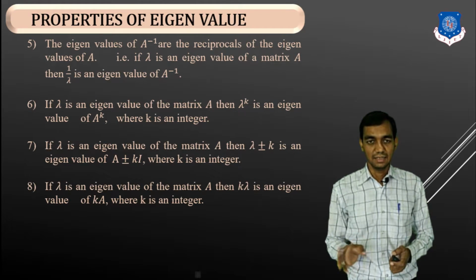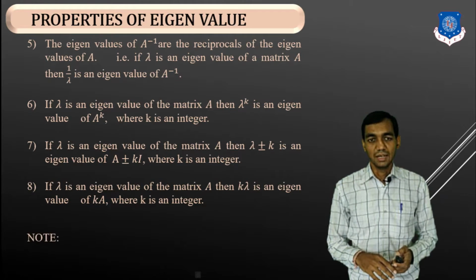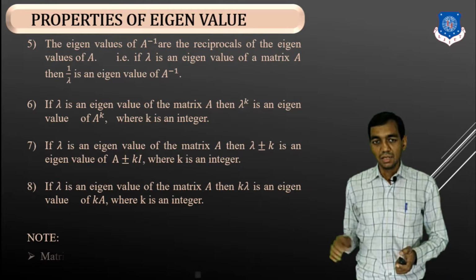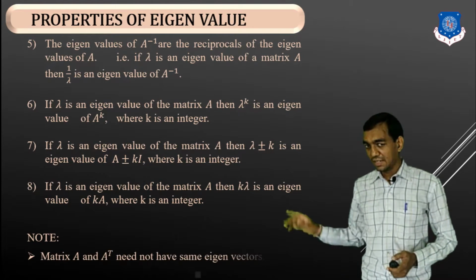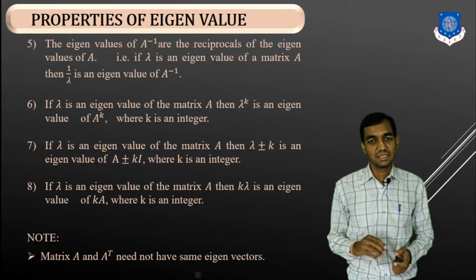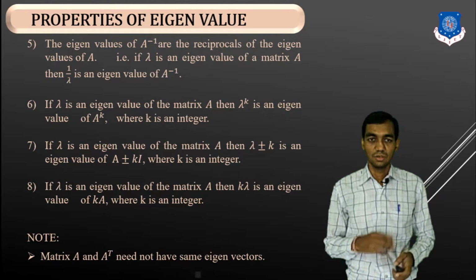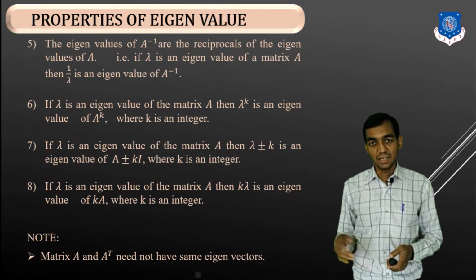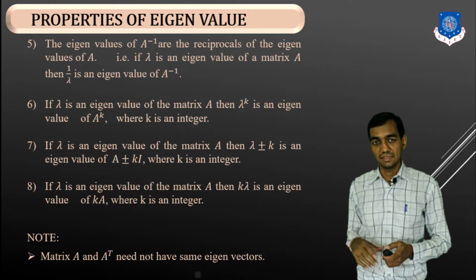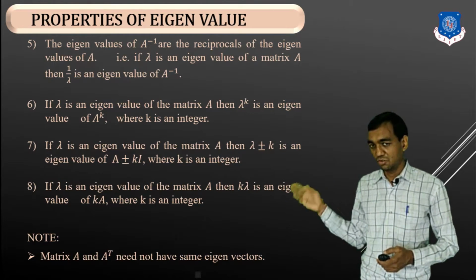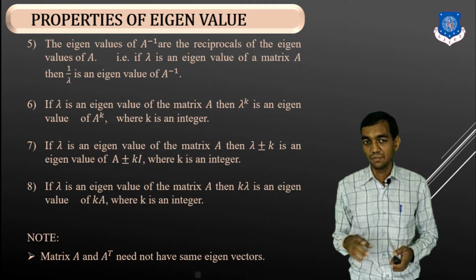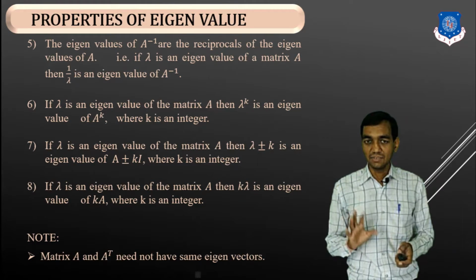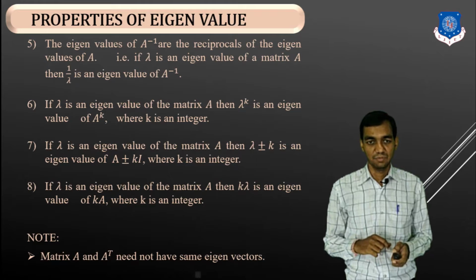where k is any integer. Okay, and note that matrices A and A transpose have the same eigenvalues, but the eigenvectors are going to be different. And in all the above cases, such as inverse, A raised to k, A plus or minus kI, the eigenvectors also remain the same.